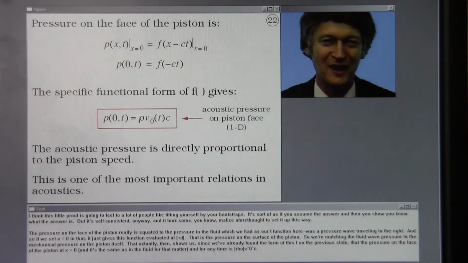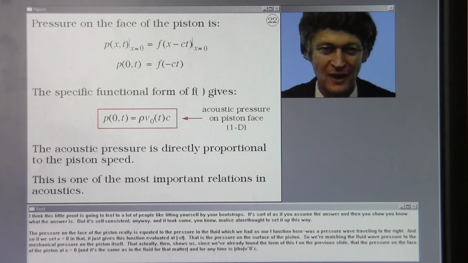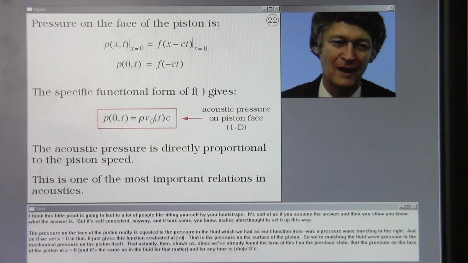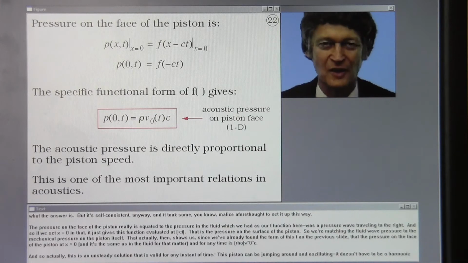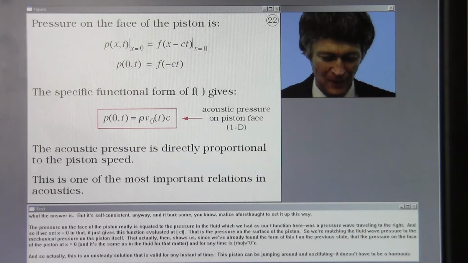I think this little proof is going to feel to a lot of people like lifting yourself by your bootstraps. It's sort of as if you assume the answer and then you show you know what the answer is. But it's self-consistent anyway, and it took some malice of forethought to set it up this way.